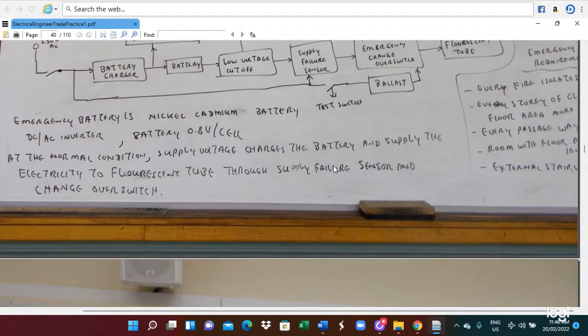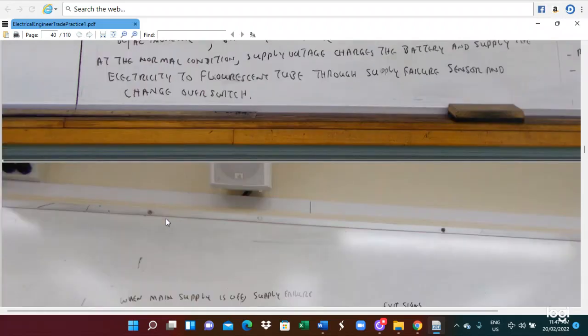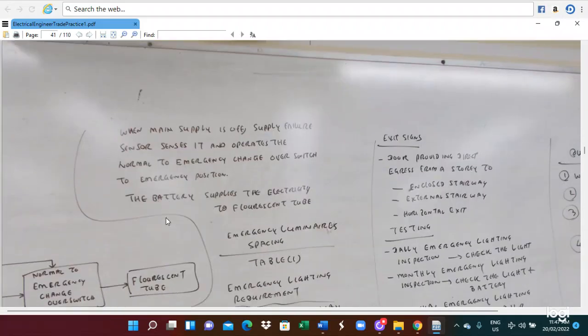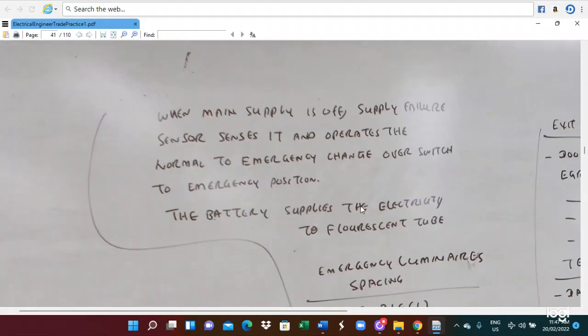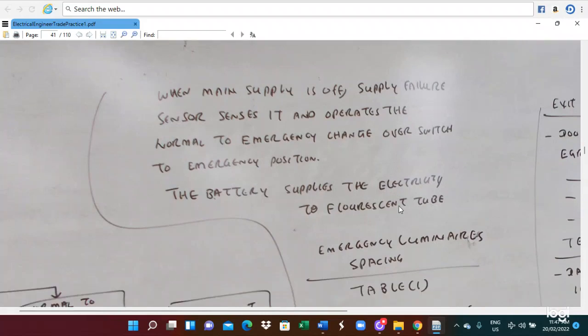two through the supply failure sensor and the change over switch. So when the main supply is off, the supply failure sensor operates the normal emergency change over switch to emergency protection. So the battery supplies the emergency to plus and two. So this is the way my emergency works.